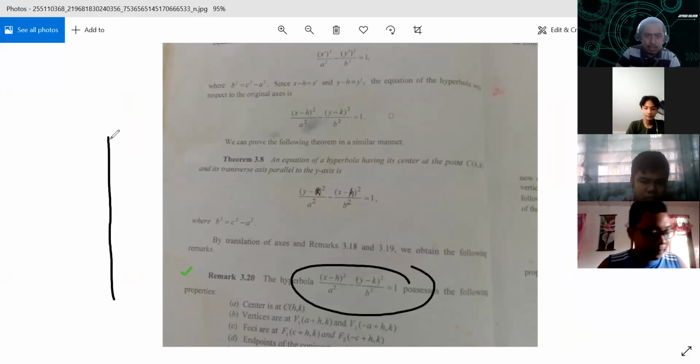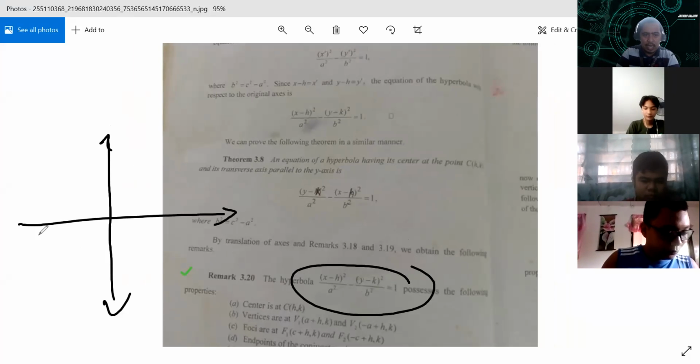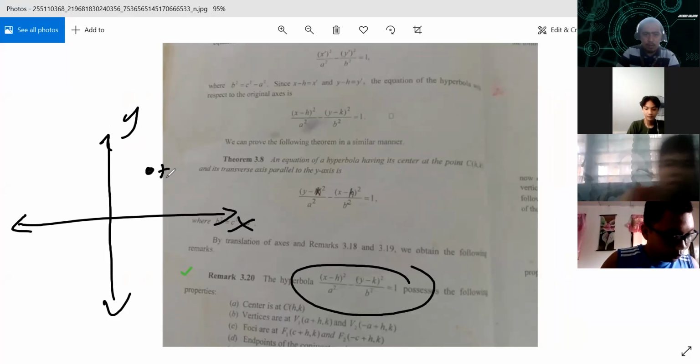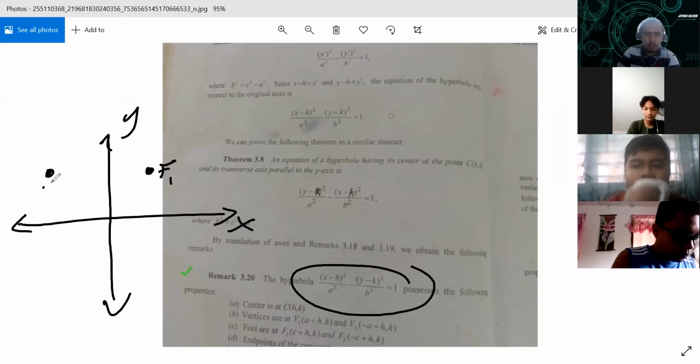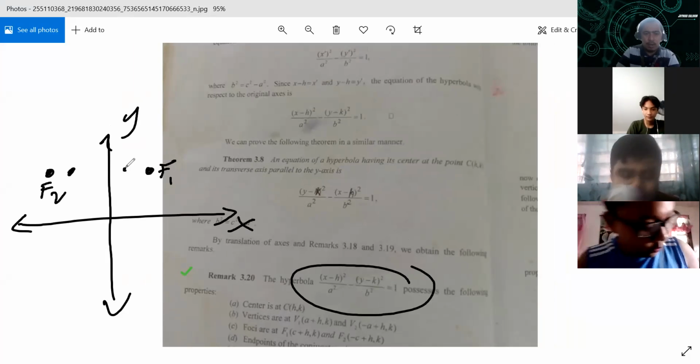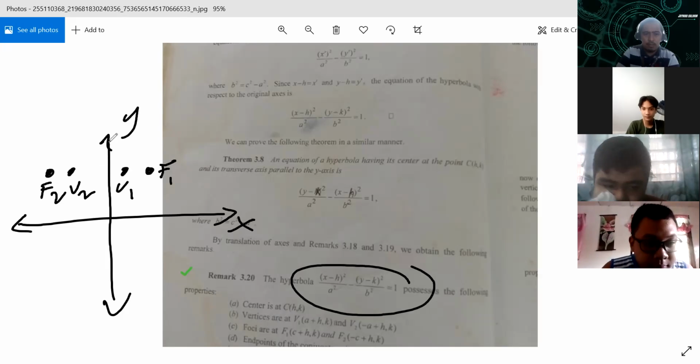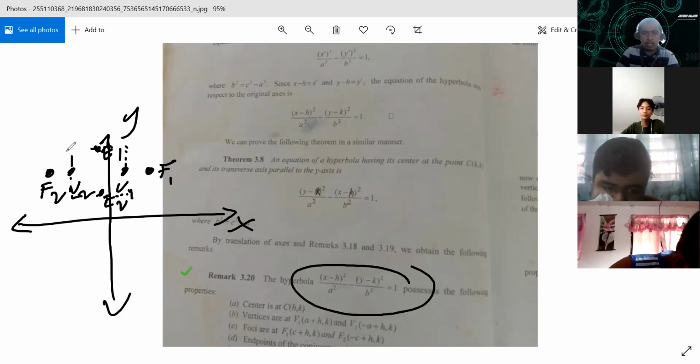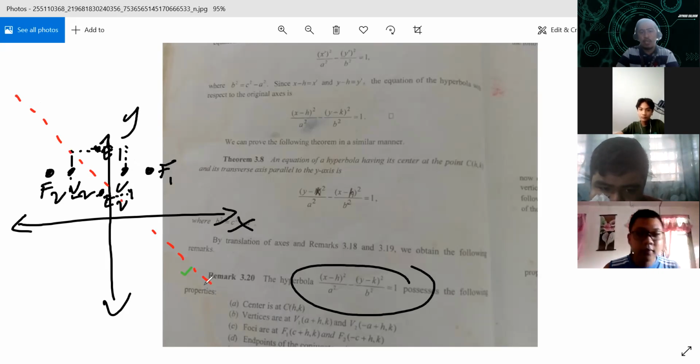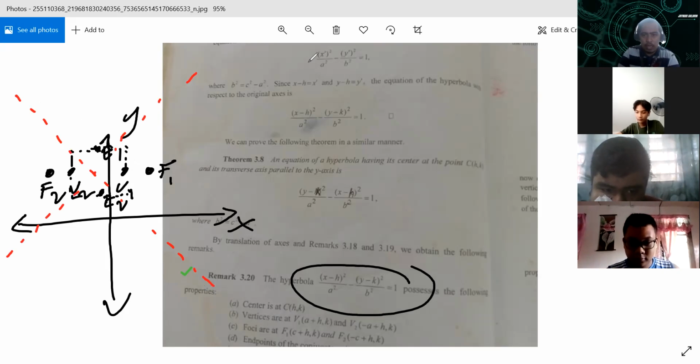This is how the situation looks, class. For example, this is your x-axis. And your focus 1 is somewhere here. Your focus 2 is somewhere here. Then your vertex is here. Vertex 2, vertex 1, extremity 1, extremity 2. So if you draw a rectangle there, then you draw an imaginary line to be your asymptotic line. Then your graph will look like this.